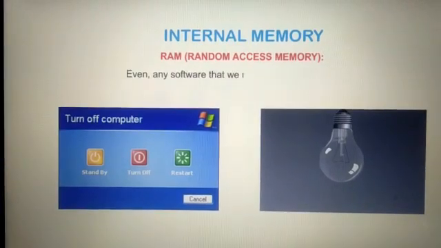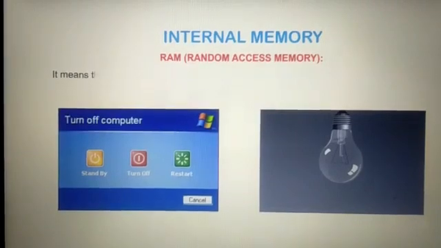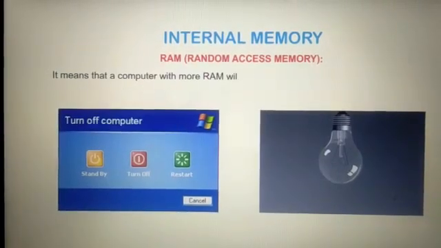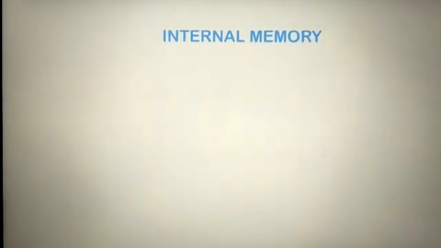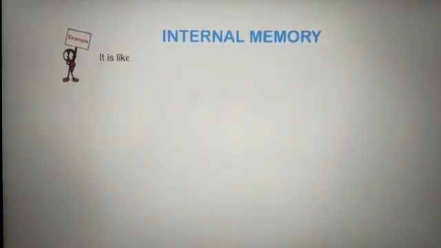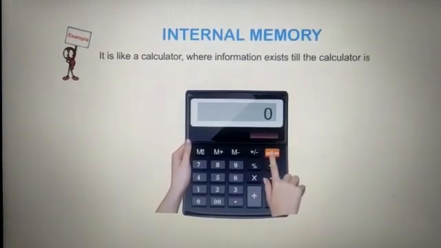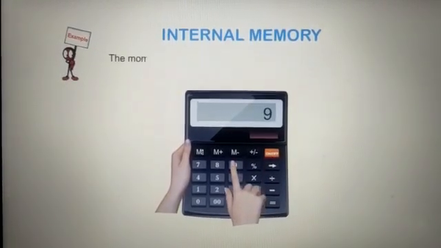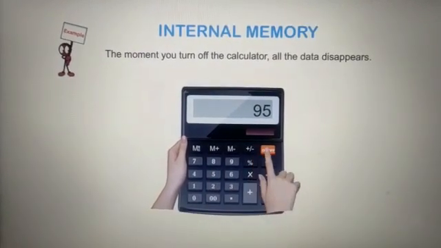Even any software that we run is also loaded into RAM. It means that a computer with more RAM will work faster than a computer with lesser RAM. For example, it is like a calculator, where information exists till the calculator is on. The moment you turn off the calculator, all the data disappears.